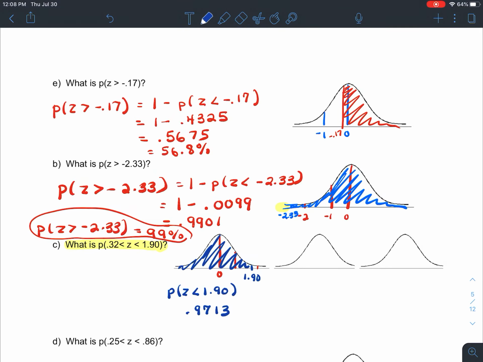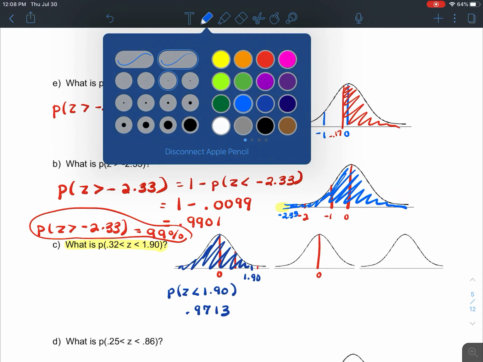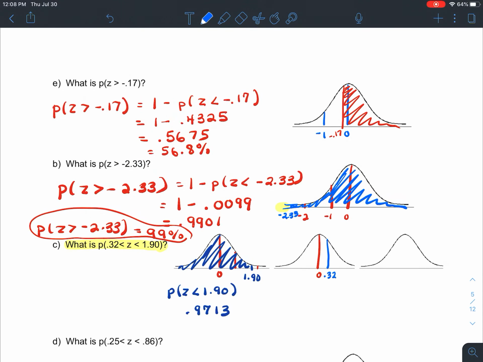But I don't want the area all to the left of 1.90. I want to stop when I get to 0.32. So over here on this next graph, I'm going to label where 0.32 would fall, roughly there. I'm going to shade in all the area to the left of 0.32. This will be the probability that z is less than 0.32. If you look that up in the table, it should come out to 0.6255. Now this is the area I don't want to count. I only want the area to the left of 1.90, stopping when it gets right here to this barrier.